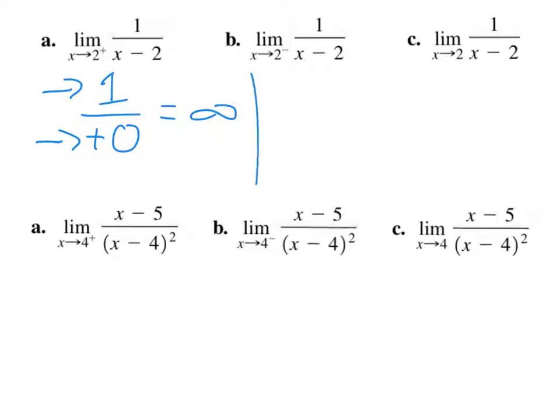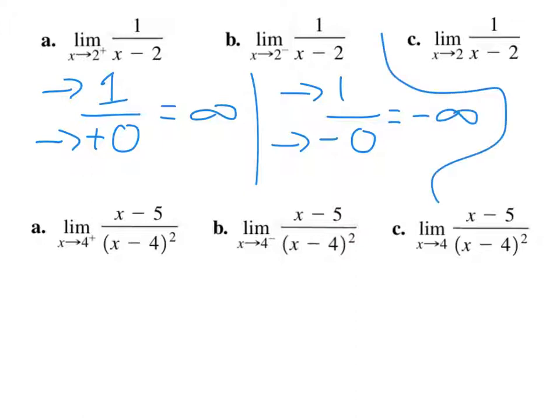On the other side, as x approaches 2 from the left, top is still going to 1. The bottom this time, though, we're plugging in numbers like 1.9, 1.99, 1.999. When you subtract 2 from that, you're going to get something that's negative and very, very small. Positive over negative is negative, so this will approach negative infinity.